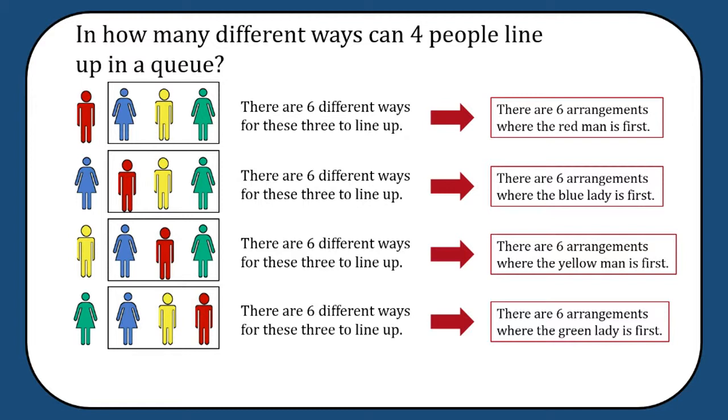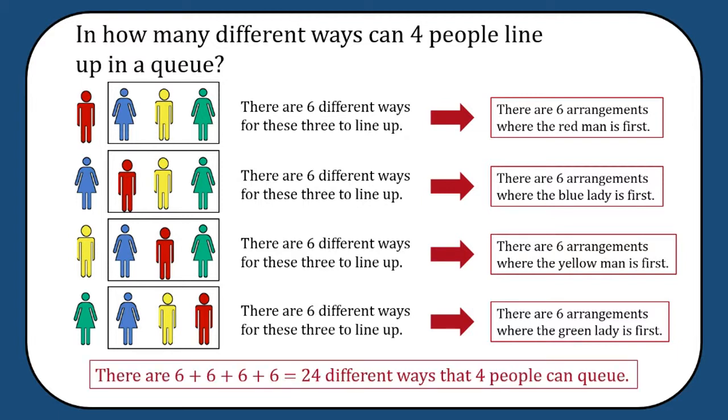So either the red man is first, or the blue lady is first, or the yellow man is first, or the green lady is first. And so we have a situation where we're adding the options, and so we're looking at 6 plus 6 plus 6 plus 6, so 24 different ways that 4 people can line up in a queue.